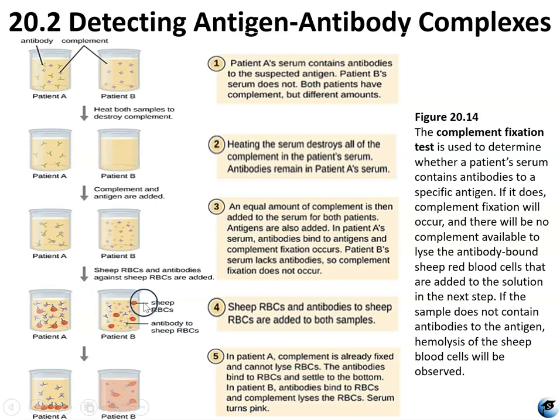Step 4 here shows what happens if you add sheep red blood cells to these solutions. For patient A, the red blood cells and the antibodies are not going to react, because the antibodies are already bound up, and the red blood cells settle to the bottom. Okay, but they don't lyse. In patient B, since there are newly added antibodies that are not bound to anything, those antibodies are free to bind to the red blood cells, and they read them as being foreign bodies, so they will lyse the red blood cells.